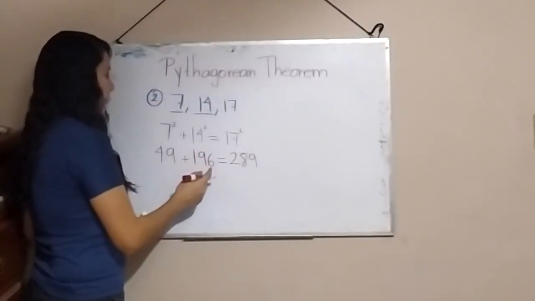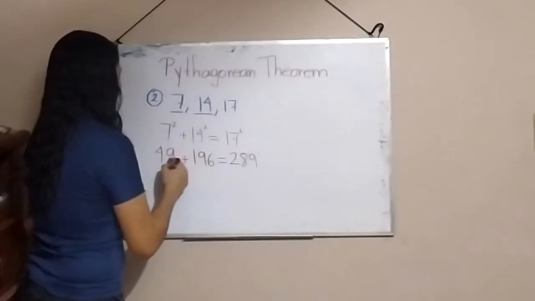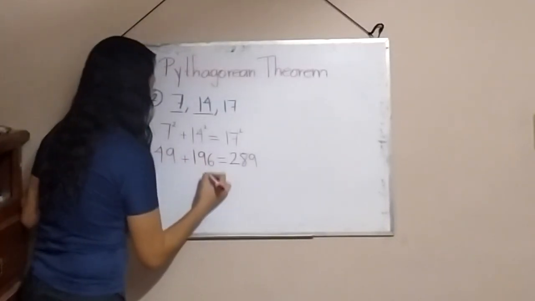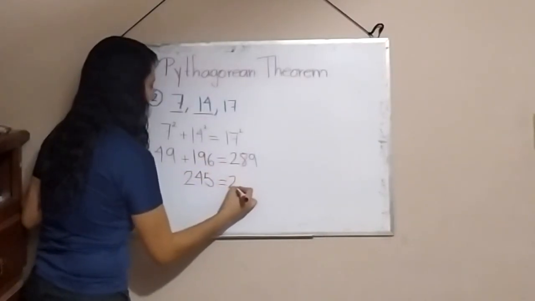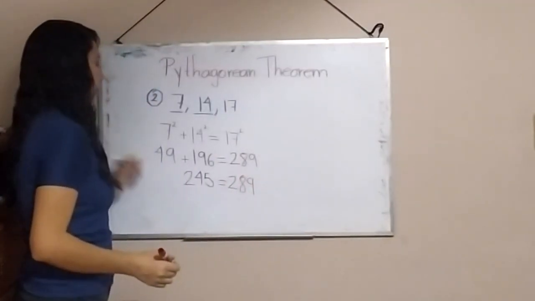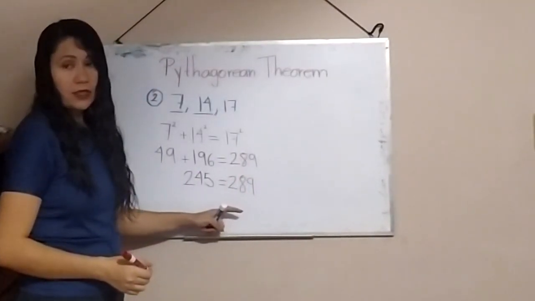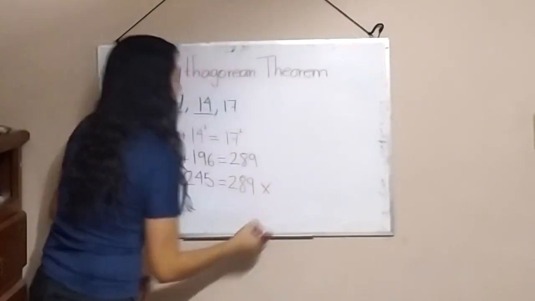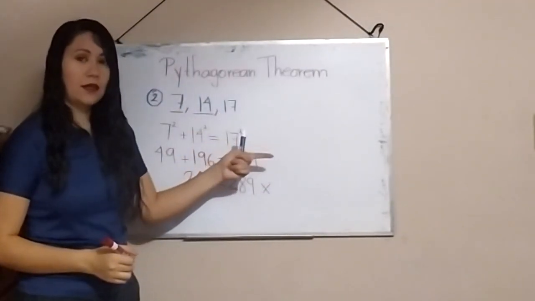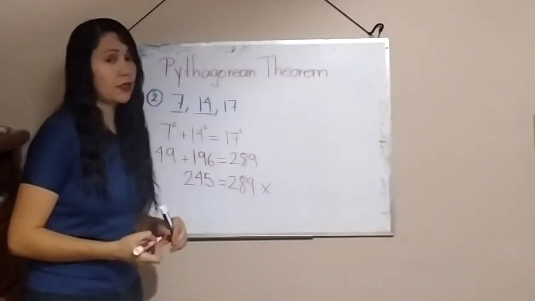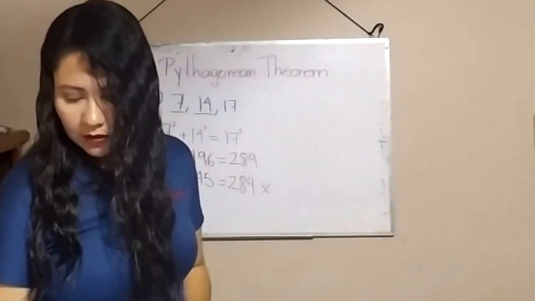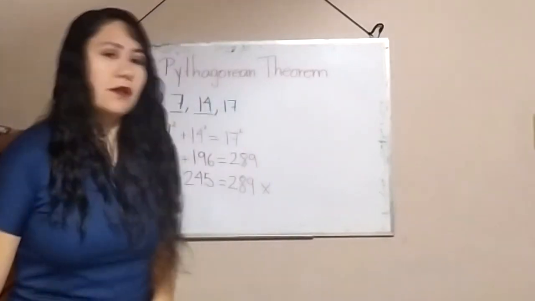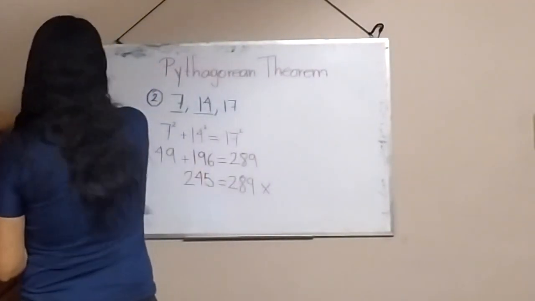Let's add 49 and 196. 9 plus 6 is 15. 14. 245 equals 289. 245 equals 289? No. So this triangle, it's not a right triangle. With that, you can do the other two exercises that are on your presentation. And let's continue to the other exercises.